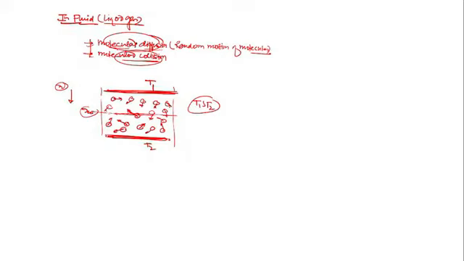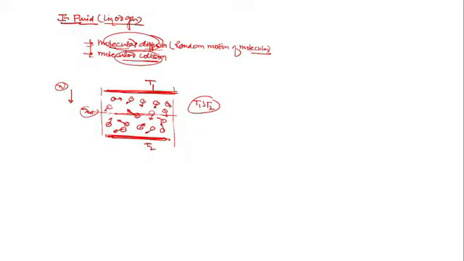When the temperature increases, the molecular velocity increases, because temperature is a measure of the kinetic energy of molecules. More temperature means more kinetic energy, and more kinetic energy means more velocity. The molecules will move with more velocity, and there is a higher rate of heat transfer via conduction. So how can I increase the rate of heat transfer via conduction in gases? First, by increasing the temperature.